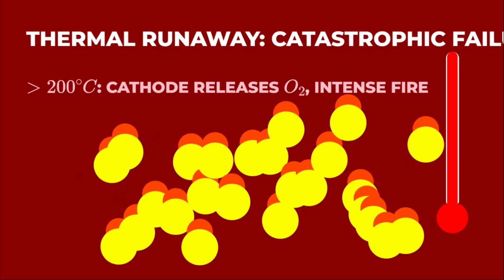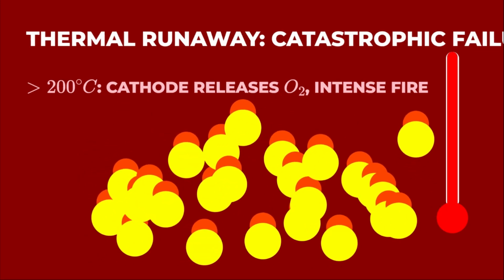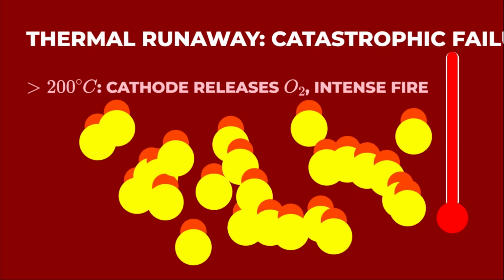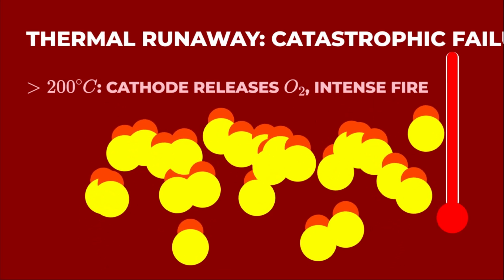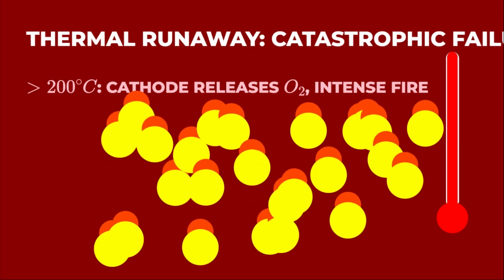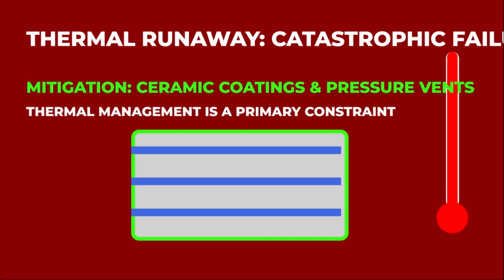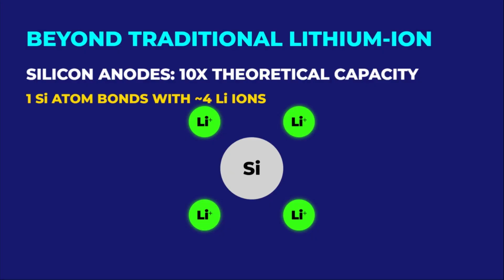At temperatures exceeding 200 degrees, the transition metal oxide cathode becomes unstable and releases oxygen gas. This oxygen reacts with the flammable organic electrolyte, fueling an intense fire that cannot be easily extinguished. Modern battery packs include safety features like ceramic-coated separators and pressure relief vents to mitigate these risks. However, the high energy density inherent to intercalation chemistry means that thermal management remains a primary engineering constraint for large-scale applications. To exceed current energy density limits, researchers are looking beyond traditional graphite and transition metal oxides.